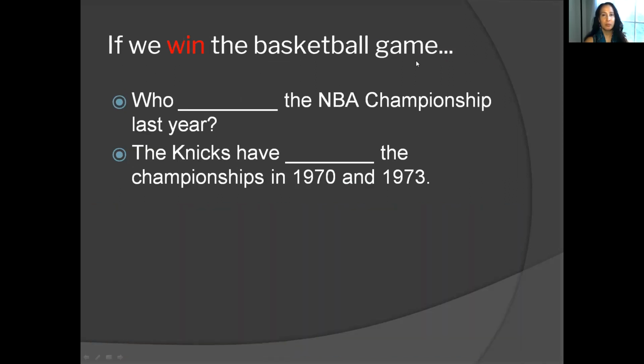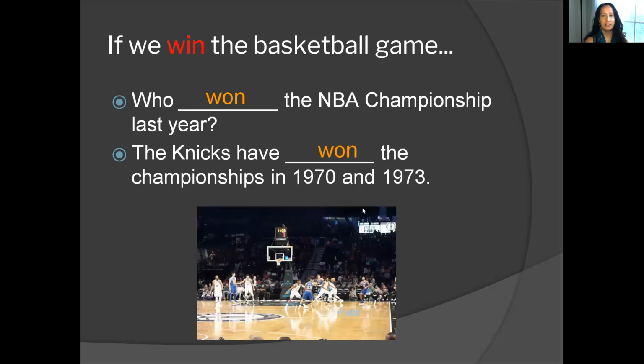If we win the basketball game, who blanked the NBA championship last year? Who won? Win, won. The Knicks have blank the championships in 1970 and 1973. Does anyone notice that the Knicks are the New York basketball team? They haven't won since 1970 and 1973. So have won, win, won.